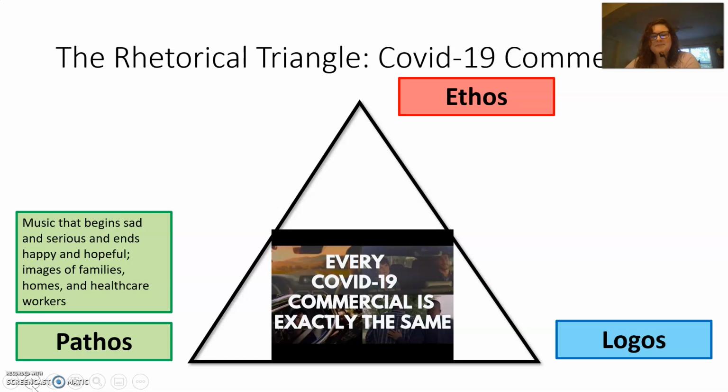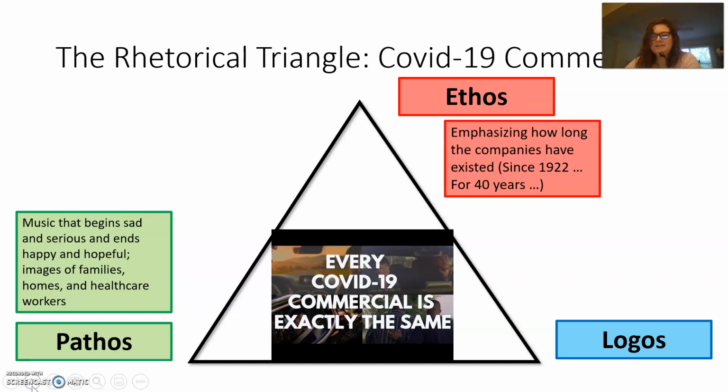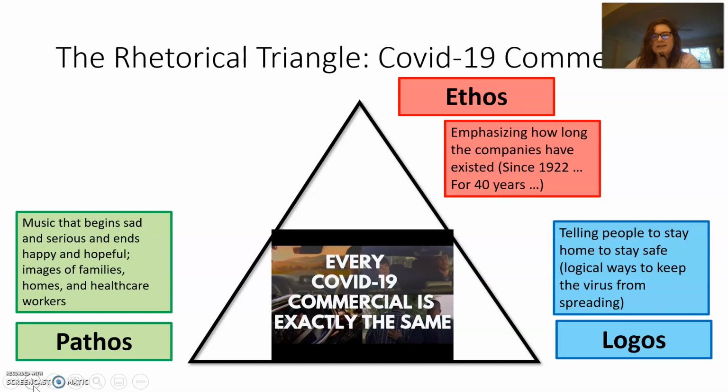Some of the things that I saw in the commercial that are ways the commercial producers are using pathos are the music that begins really sad and serious. Remember, the word they used was somber, and then it ends really happy and hopeful. They showed images of families, homes, and healthcare workers to remind people of their own families and their own homes, to feel safe and comforted. For ethos, they emphasized how long the companies have existed. They said things like, since 1922, or for 40 years, we've been. And then finally, logos: when they're telling people to stay home in order to stay safe, they're using logic to help prevent the spread of the virus. That's the way they're using logos to appeal to people.